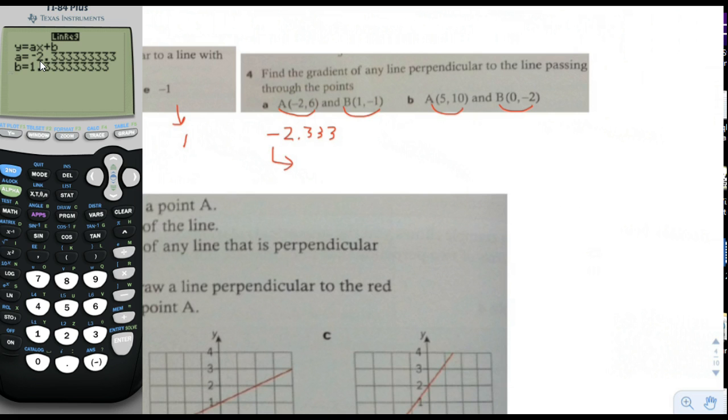And then I'm going to take the negative reciprocal. So negative 2.333333333. Okay, and then I'm going to take the reciprocal. The reciprocal will be 1 divided by that. Negative 4.28, blah, blah, blah. Negative 4.29. And then I'm going to take the negative of that, 4.29. Okay?